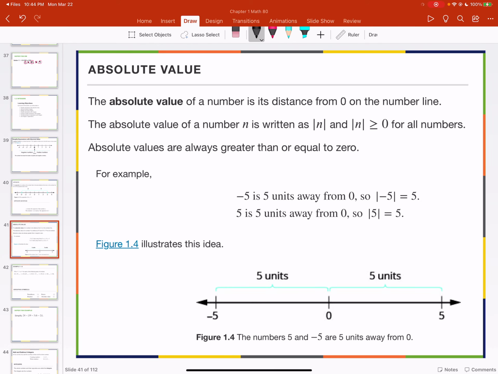Okay. Now let's talk about absolute value. Absolute value is defined as the distance away from 0 on the number line. So the absolute value of -5 is 5 units away. Distance is positive. So that's why when you see an absolute value with a negative inside of it, it becomes positive, because what the absolute value sign is telling us is, hey, this -5 is 5 units away from 0.